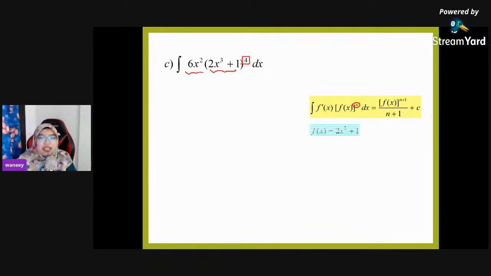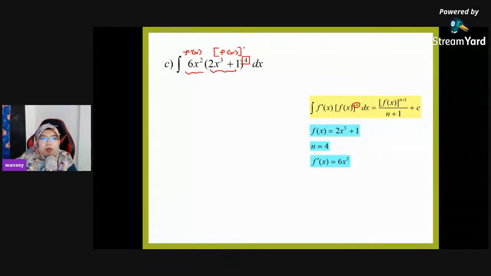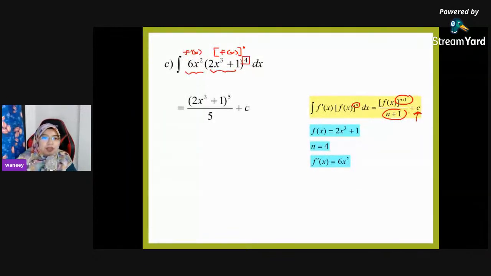So the answer is yes. If you do differentiate 2x cubed plus 1, you are going to get 6x squared. So that means we can easily use this formula. So we can easily write them down in the form of f prime and fx to the power of n. So what will happen is that we're going to copy down the function, add 1 to the power, divide by the new power, and then plus c. So it will become 2x cubed plus 1 to the power of 5 over 5 plus c. So ini kita macam perfect condition lah.